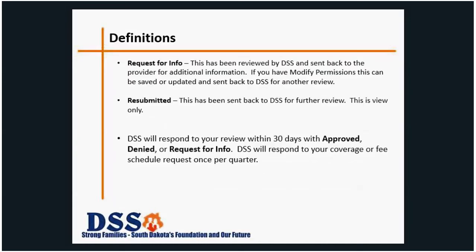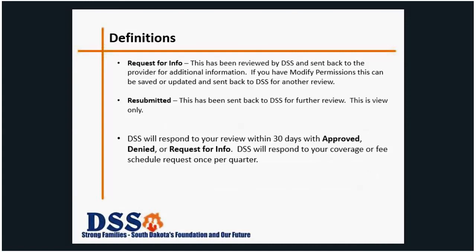Request for info. So if you've submitted a review or request to DSS and we've reviewed it and we think that you have some valid points but we just don't have enough information to approve that, we can send that back to ask for more information. So once we send it back, then it will be in status of request for info. If you have modified permissions, then you can make updates and save it before you send it back to DSS, or you can make updates and then send it back to DSS for another review. At that point, it would be in the resubmitted status.